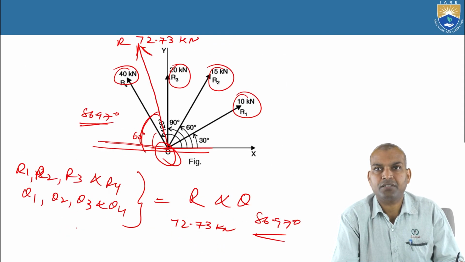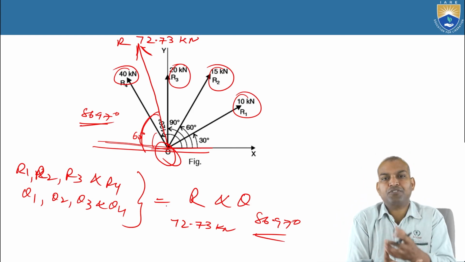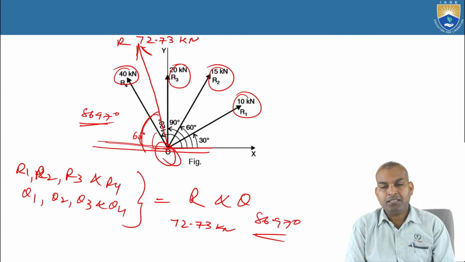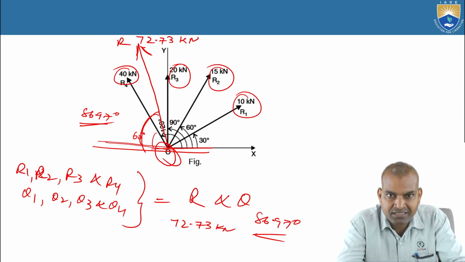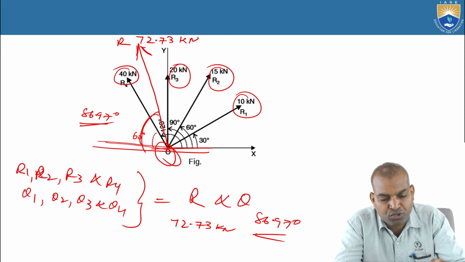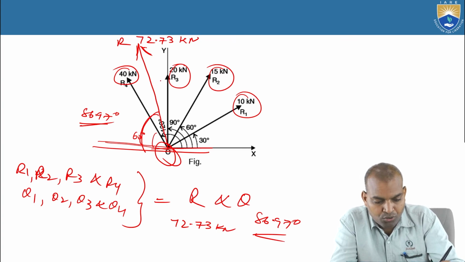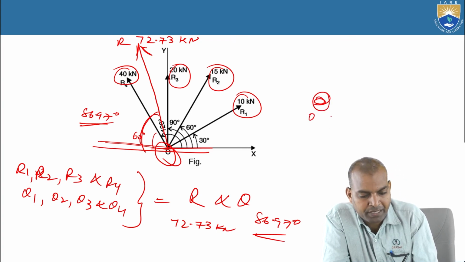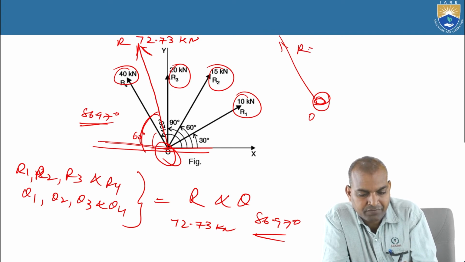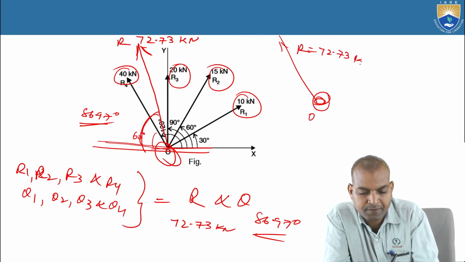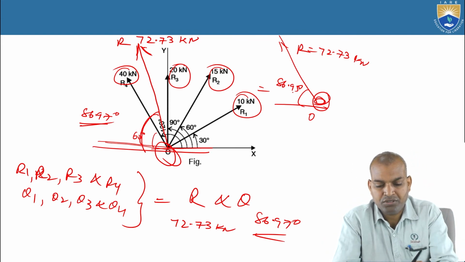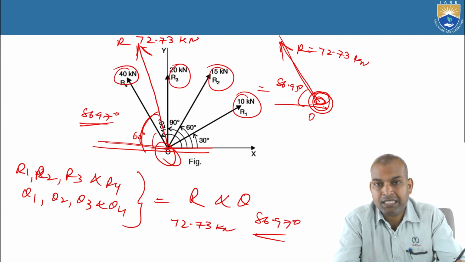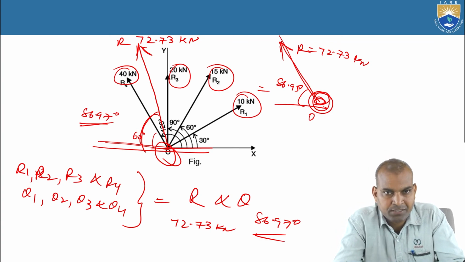Then what will happen to the system? The system will be in equilibrium. Already these forces are acting, so the effect of all these forces equals the effect of this force. So on a particle O, this R is acting with 72.73 kilonewtons with the direction of 86.97 degrees. So this is the concept of resolution of a coplanar force system.